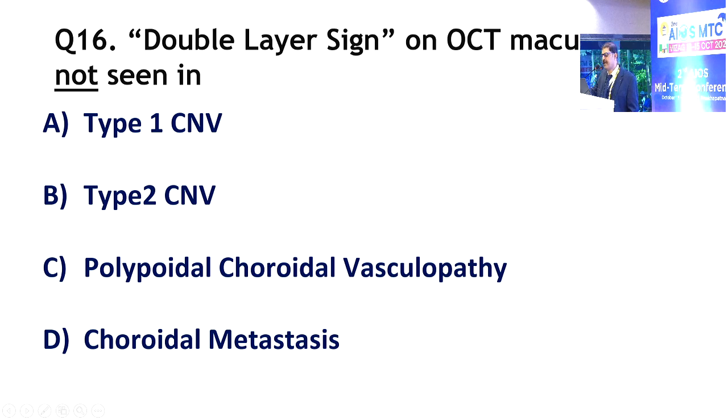A double layer sign on the macula is not seen in option A, type 1 CNV, choroidal neovascularization. Option B is type 2 choroidal neovascularization. Option C, polypoidal choroidal vasculopathy. Option D is choroidal metastasis. So the double layer sign is seen in 3 out of the 4 and it is not seen in 1. So what is that one?